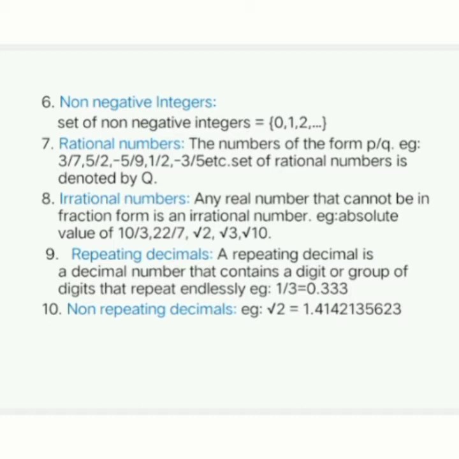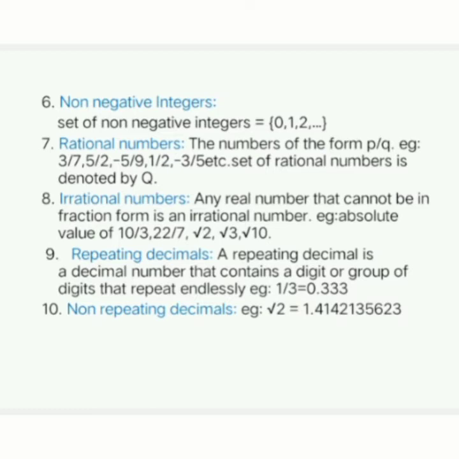Terminating decimals will have a finite number of digits after the decimal point. For example, 3 by 4 equals 0.75, again 5 by 4 equals 1.25, and 25 by 16 equals 1.5625. So a terminating decimal has a finite number of digits after the decimal point.